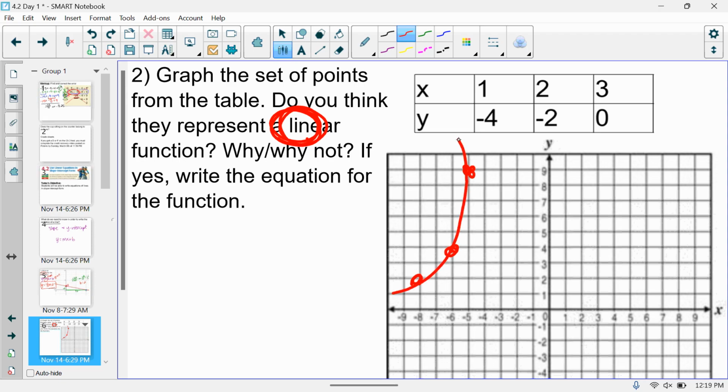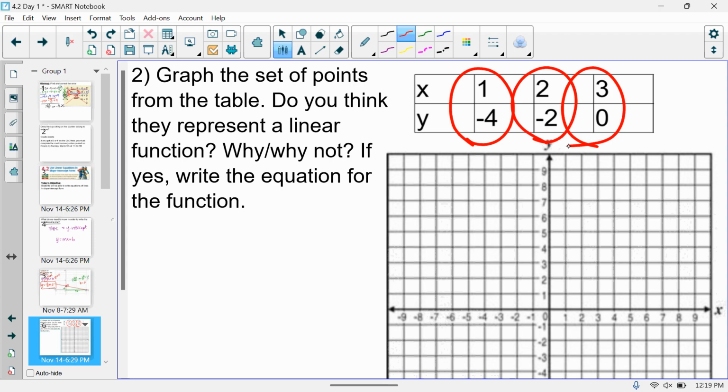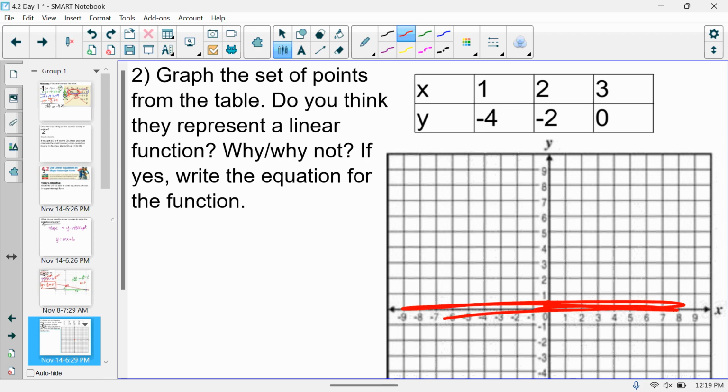There's another type of graph that looks like that. You'll learn about that next year, okay? But we want to know, if we graph these points, do they lie on a line together? And we have to tell why or why not. So let's go to the origin. Don't forget x comes first in an ordered pair.